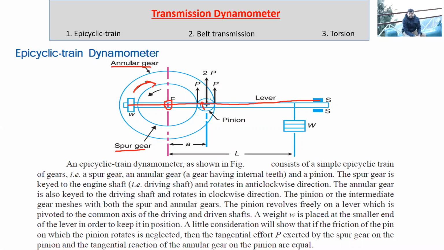So if it is free to move like this, and there are stoppers to restrict its movement. We will be putting some amount of weight over here, and this counterweight W is also over here to balance the lever. Now, the distance between the center of the shaft and the center of the pinion is A, and this load W and the center of the shaft are L distance apart from each other.